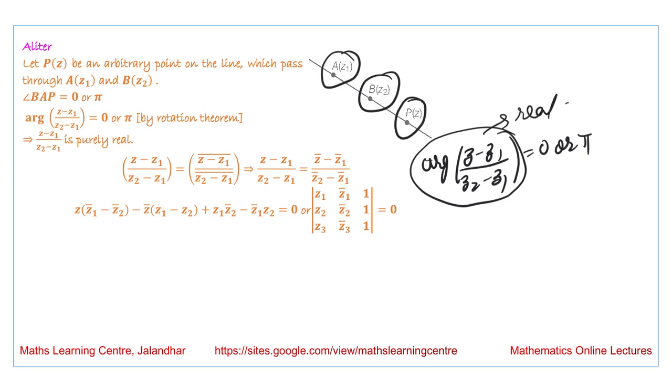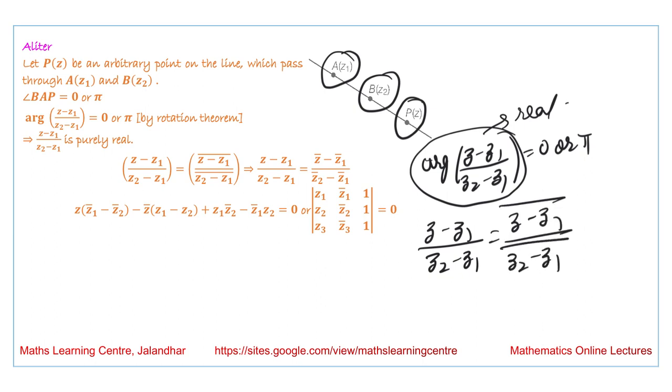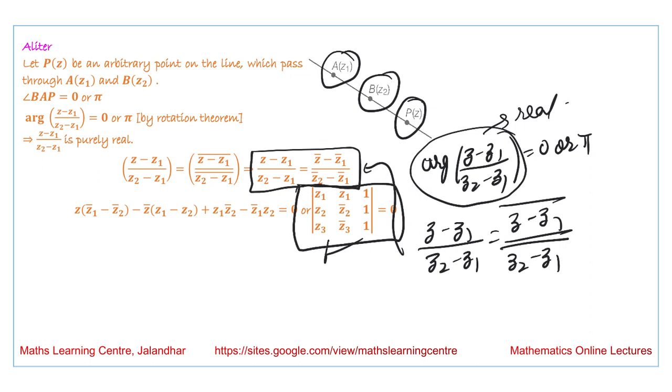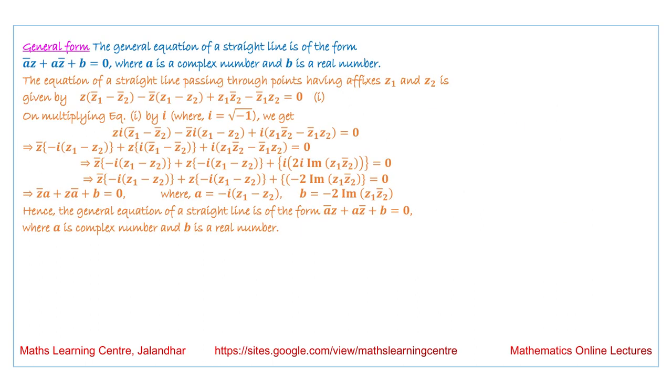And if this value is real, so we get that (z minus z1) over (z2 minus z1) is equal to (z minus z1) bar divided by (z2 minus z1) conjugate, and this is just equivalent to the condition that we have already obtained, and this is equivalent to this determinant. This thing we have seen in our previous slide, that this is the equation of the line joining the points z1 and z2. Now, next we calculate the equation of the line in the general form.